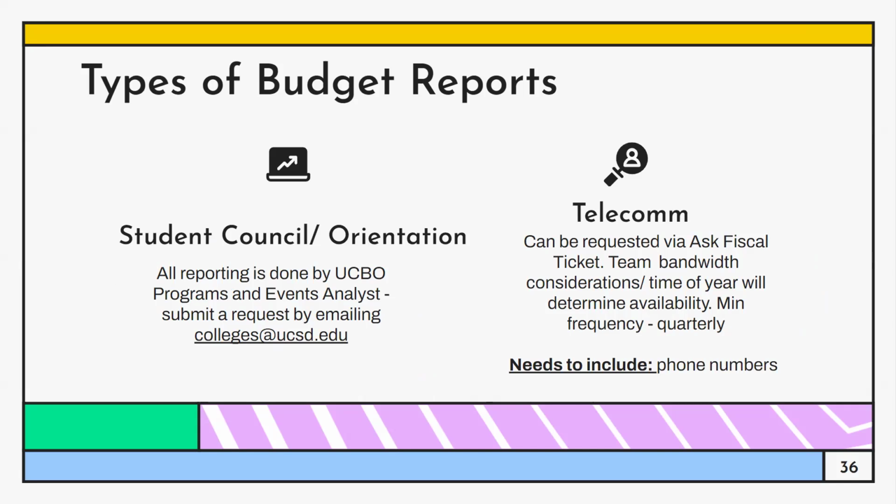And then finally, you can ask for a telecom report. This can also be requested via an Ask Fiscal ticket. Again, we do need to consider our bandwidth, but we will commit to doing this at least quarterly for you if you ask for it. In order to perform this reporting, I need every single phone number that you want listed. That includes landlines, work cell phones, hotspots, etc.